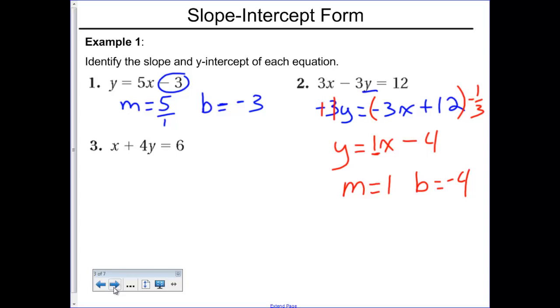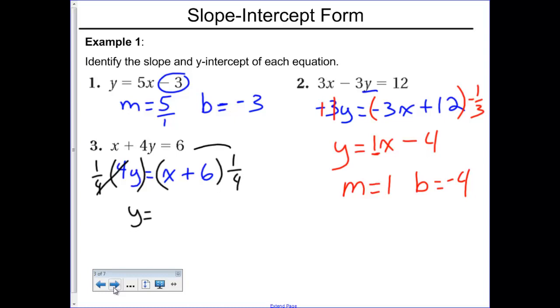We're going to do the same thing for number 3. It's in standard form, so I have to rewrite it into slope-intercept form. So I'm going to move the x over first. So 4y is going to equal negative x plus 6. And to get rid of this 4 here, I'm going to multiply by the reciprocal, which is 1/4. And that gives us a positive 1y. Negative x times a fourth is negative 1/4 x. Remember, there is a 1 out in front of x. Plus 1/4 times 6 is 6/4.